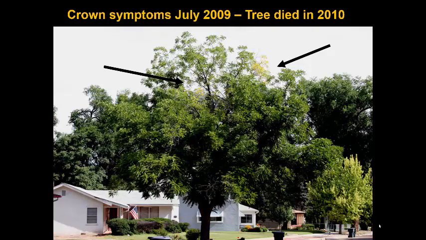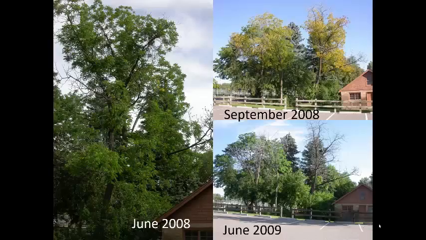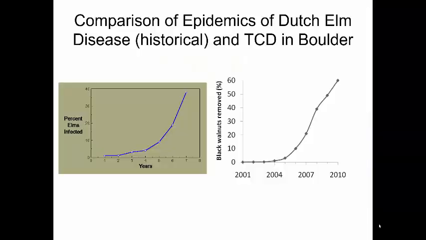So here's a tree, crown symptoms found in July 2009. The tree was completely dead the next year. A series of trees in an east area of Denver where there are no more trees left. They've all been killed. But back in 2008, this tree was present in this park. September of that year, it had some more dieback, and by the next year, in June, it was dead. So this is a fairly fast-acting disease when it's in its acute phase.